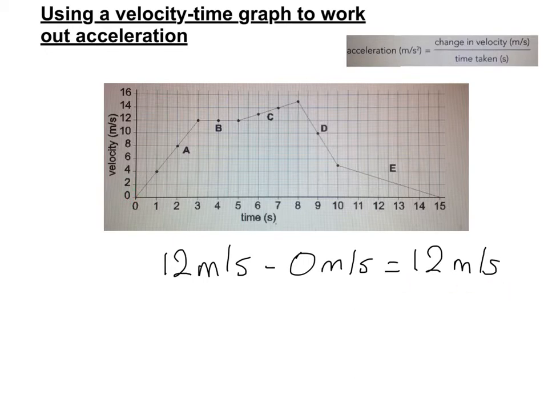We're then going to go ahead and divide that by the time taken for that to occur. Now as you can see just here, it took roughly 3 seconds for that change to occur, so I'm going to divide my answer by 3 seconds, and the answer to that would be 4 meters per second, and it's squared because acceleration is measured in meters per second squared. So that would be my answer for the first part of this graph which shows acceleration.